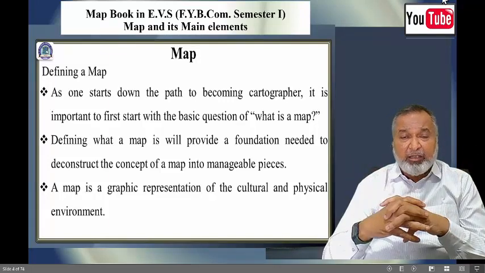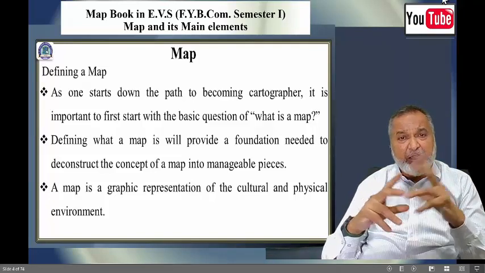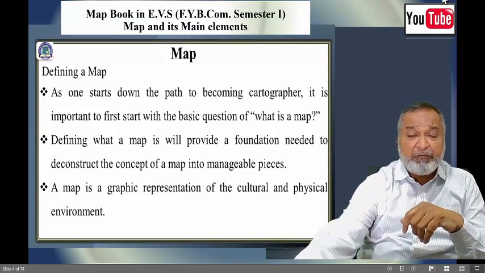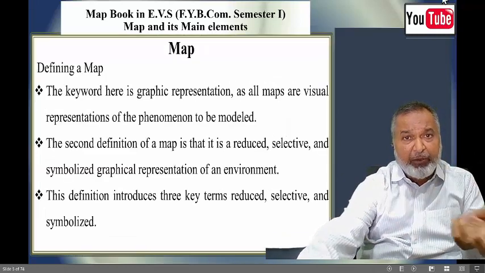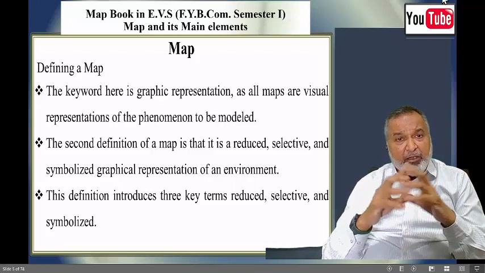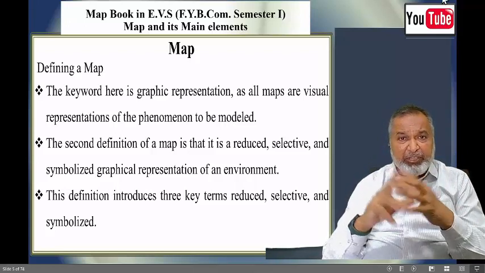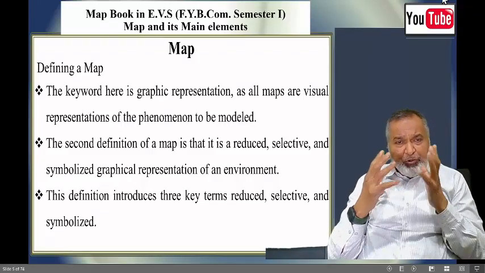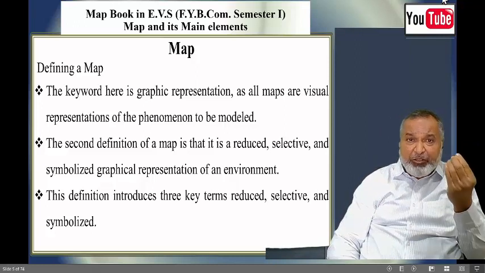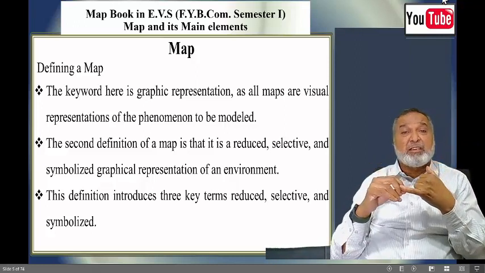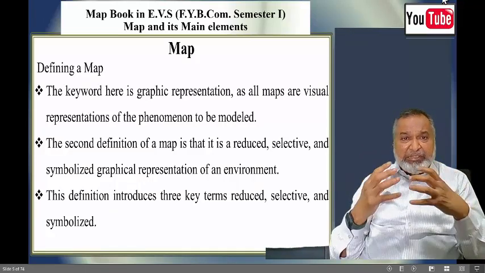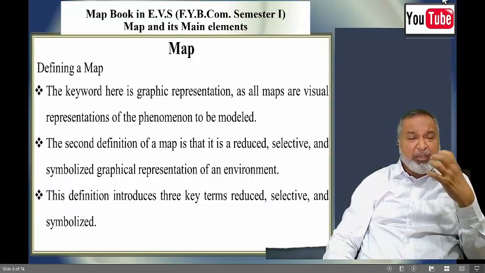But when you see the graphical representation, two important things are shown in the map. One is the cultural and the second is the physical environment. So these two environments are shown in that particular map. There will be keywords in the definition: it is a graphical representation. So when you define a map, there are some important keywords to remember. The map is a graphical representation, and whatever the usual visual representation is, that will be a phenomenon to be molded.